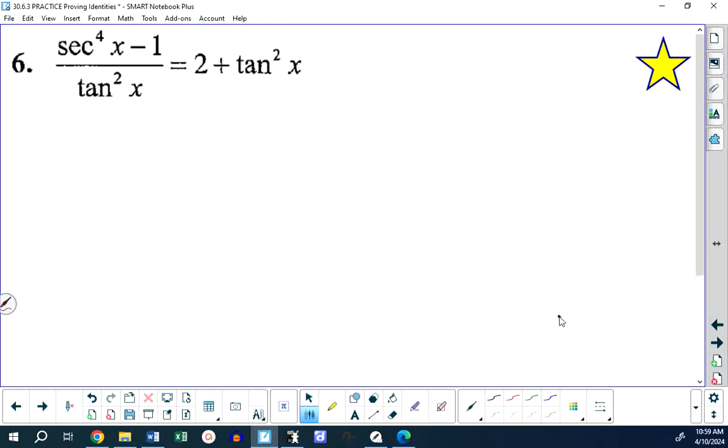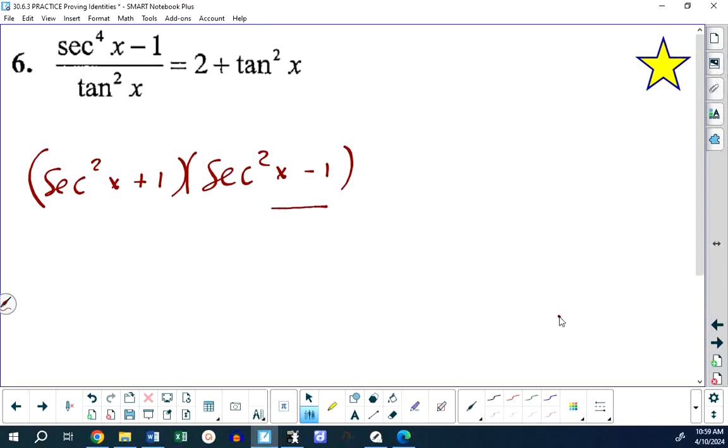I'm going to factor this as secant squared of x plus 1 and secant squared of x minus 1. What makes number 6 and some of these in this particular section more complicated is the higher degree exponent. It goes past 2. But secant squared of x is a perfect square, and 1 is a perfect square, so we can factor it as a difference of squares. And this is over tan squared of x.